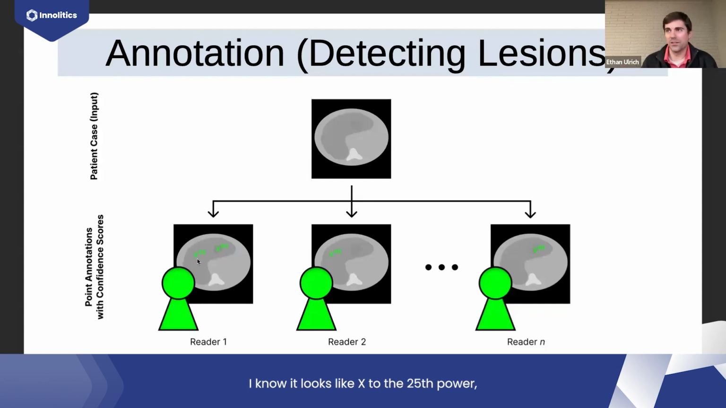I know it looks like X to the 25th power, but that's X marks the spot and the confidence is 25. That's what this represents here. So the experiment will allow the readers to go through their cases and provide these annotations. These confidence scores are really important for the evaluation because, I guess we'll go over it a little bit in another slide, it's more than just sensitivity, specificity. It's can you detect the lesions, and then how confident are you at detecting these lesions?